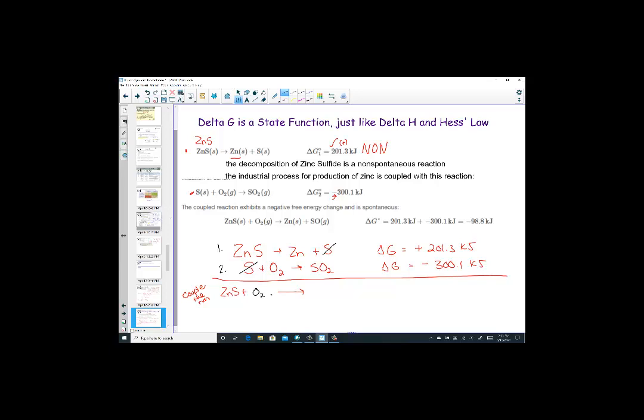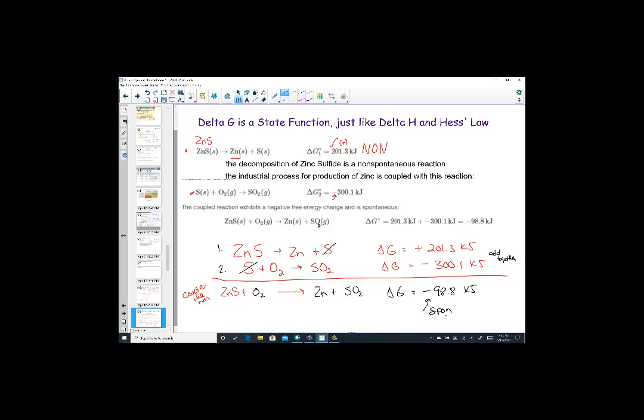Therefore, the oxygen is the other reactant, and on the product side, we have zinc and sulfur dioxide. This is missing its 2 over here. And therefore, I can couple those reactions and sum these two values together. When I add reactions, I add the delta G's, and when I did so, you can see it come out as negative 98.8 kJ. That now is a spontaneous process.